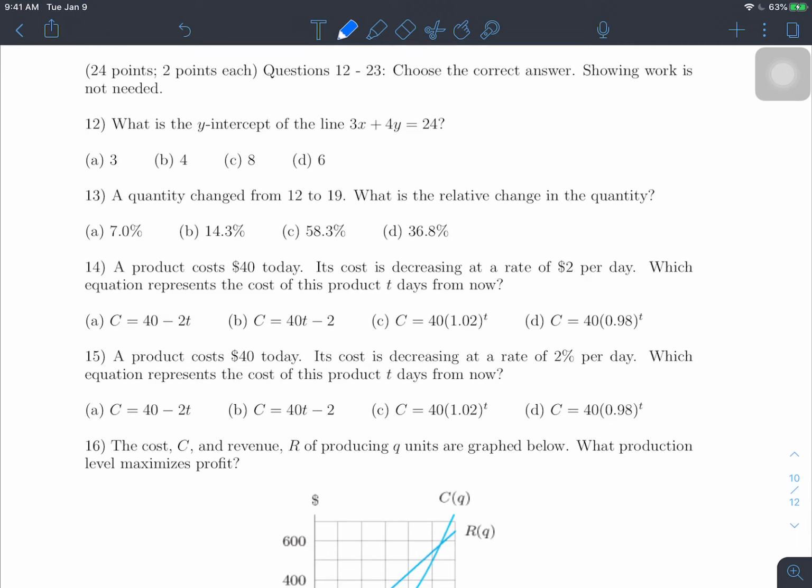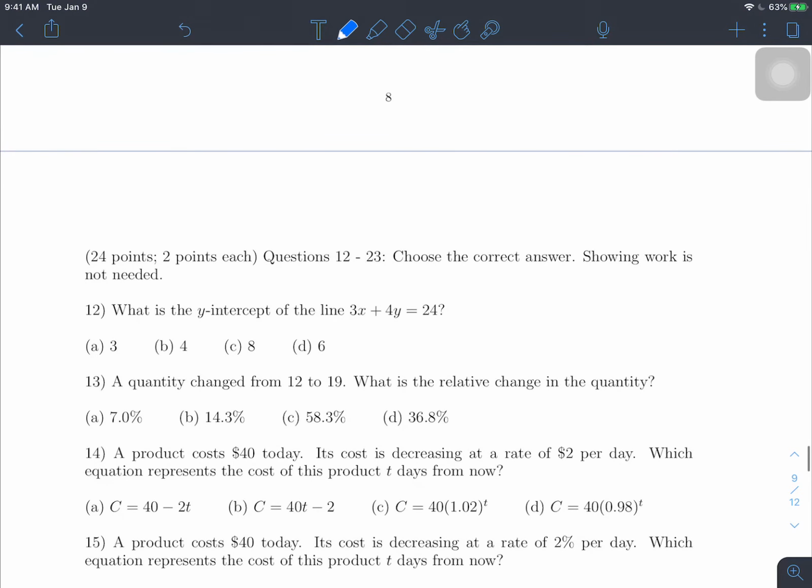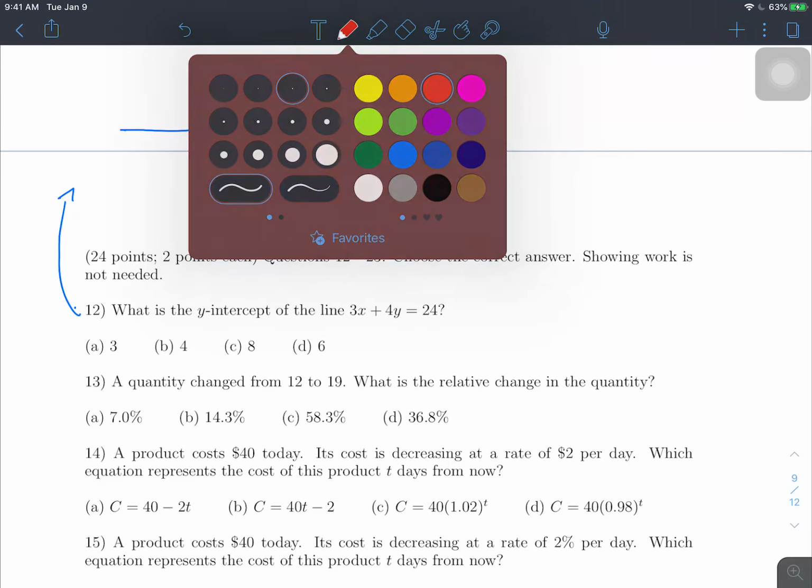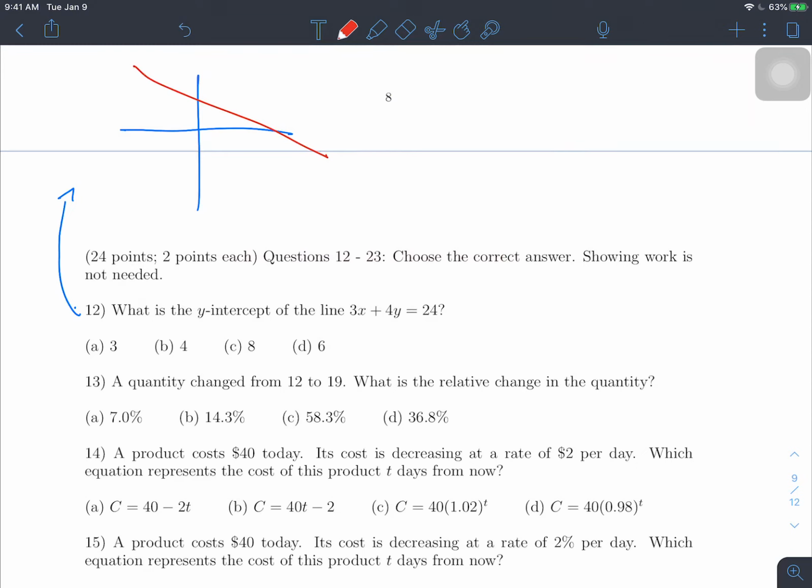So okay, we want to find the y-intercept of the line 3x plus 4y equals 24. And what we should be really careful about is that a y-intercept is going to be the point where the function crosses the y-axis. So it's going to be this red point, and this red point has the form 0, comma something. We're interested in knowing what the point is.